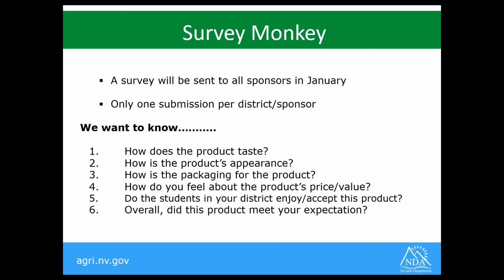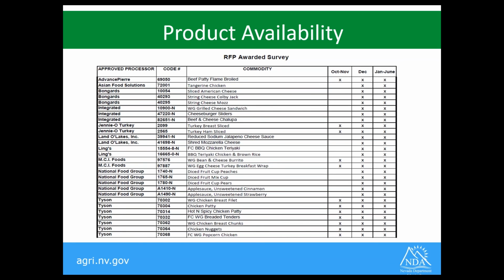We will use the survey results to help with preparing for the next RFP. We want to provide the best products for our sponsors to utilize and especially provide quality products for the kids. The product availability chart here. These products will be on the SurveyMonkey, and as you begin to start menuing these products, keep in mind that we want to know what your comments or concerns are. So again, look for the survey in January, and we will definitely send out a notification. This is a great time to let us know how these new products are working for your district.